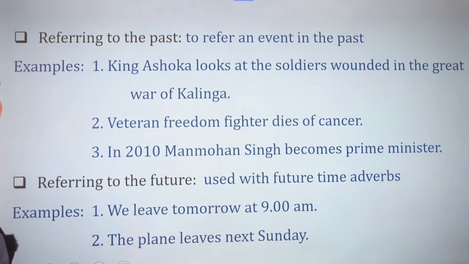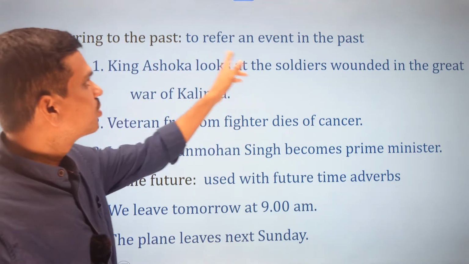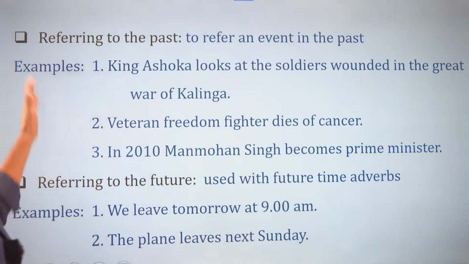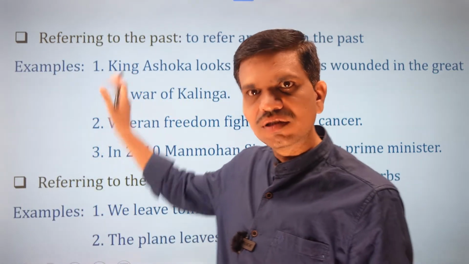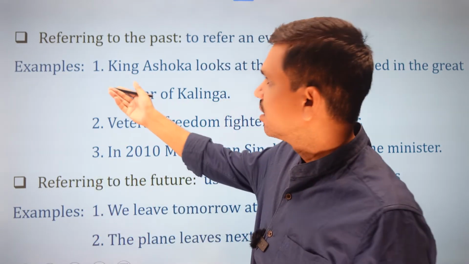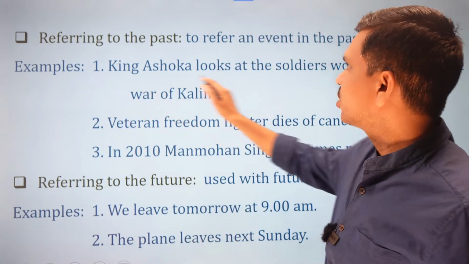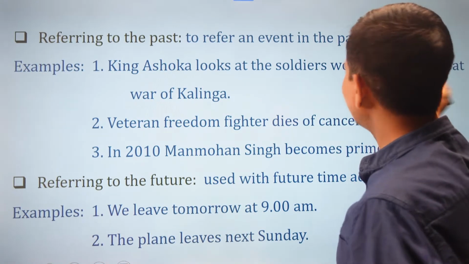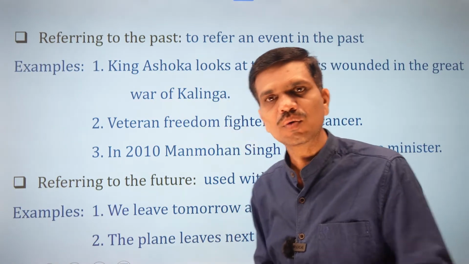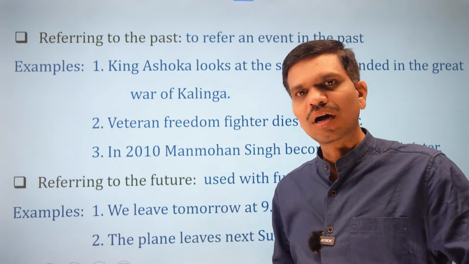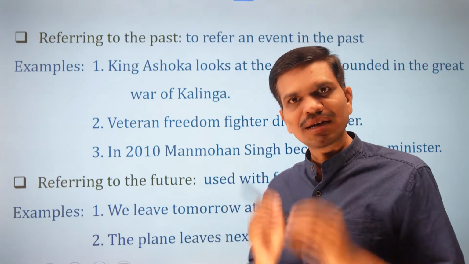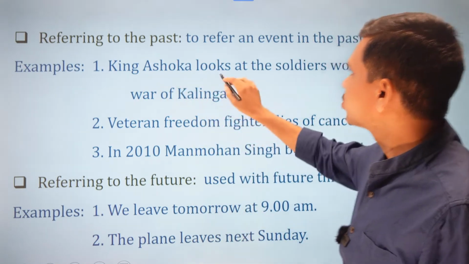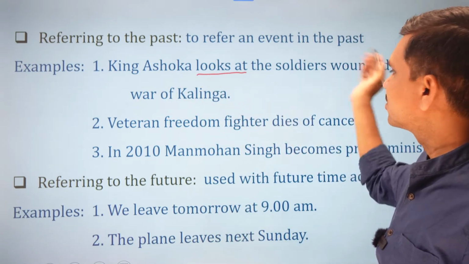Now next function: referring to the past, that is, to refer to an event in the past. Now how is it possible to use the simple present in the past? It will be made clear with an example. King Ashoka looks at the soldiers wounded in the Great War of Kalinga. Now the war has happened and King Ashoka is in the past, but still we are narrating that situation, narrating that war, and hence we are using "King Ashoka looks," you see, at the soldiers.